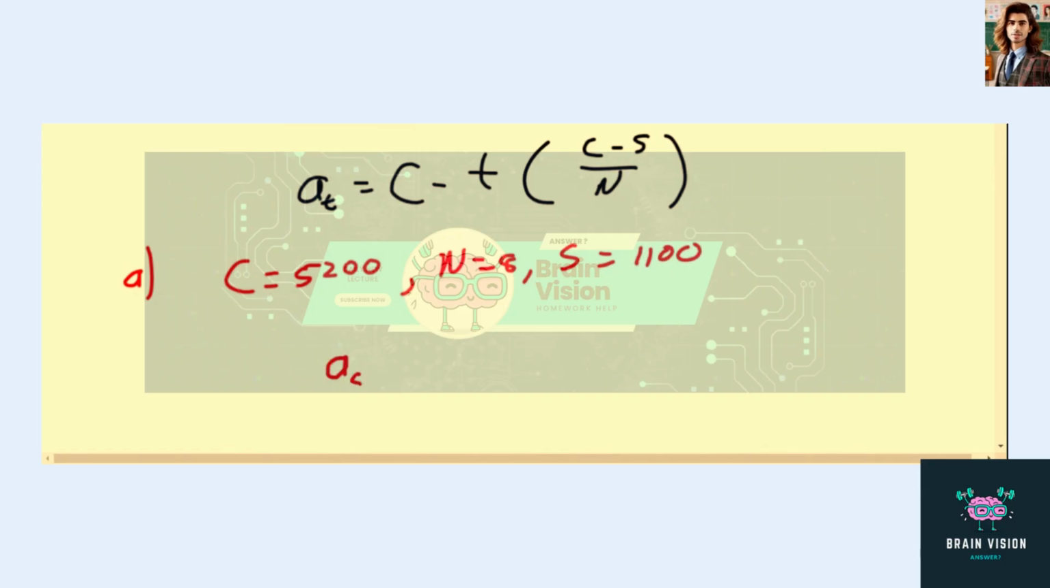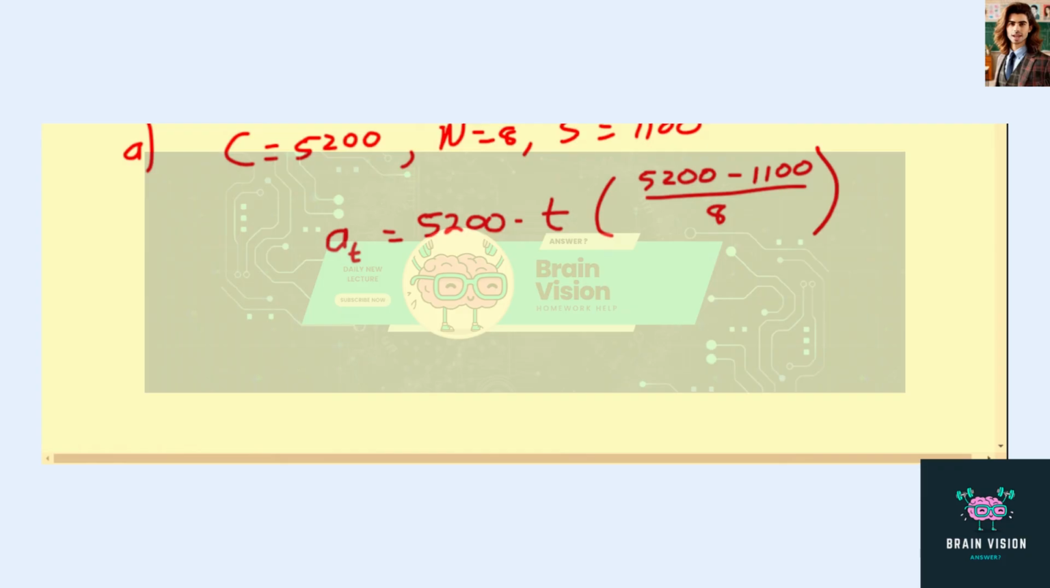So we would have A sub 8, because T is 8, equals C, which is 5,200, minus T, which we don't know. Oh, and I apologize. I shouldn't put an 8 here. I read that wrong, so it should be A sub T. So it's minus T times C, which is 5,200, minus S, which is 1,100, divided by N, which is 8. So now we just need to simplify this.